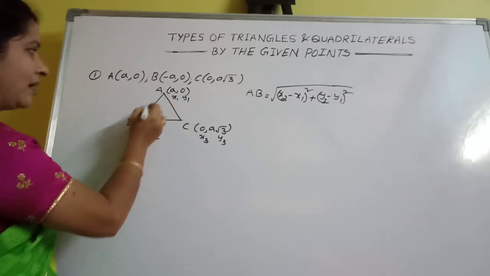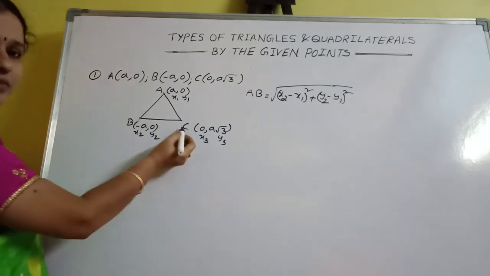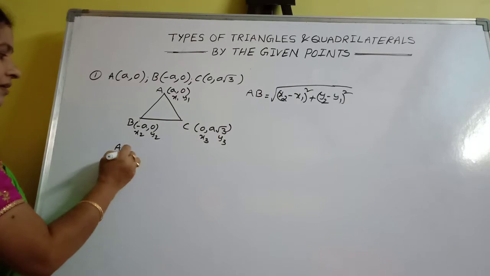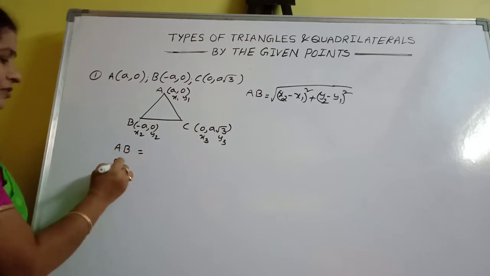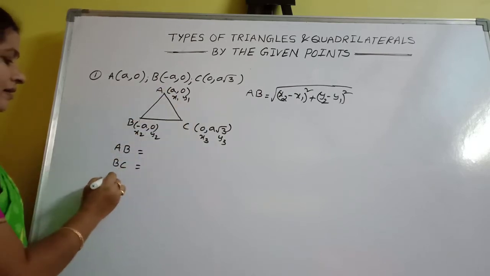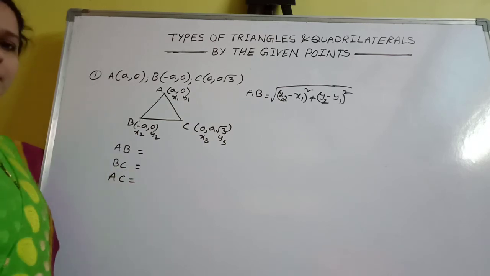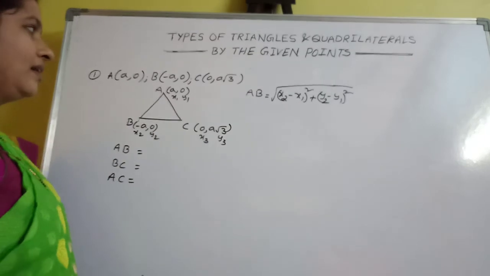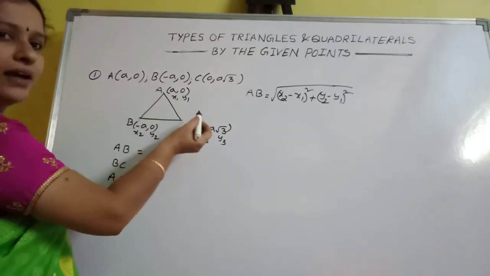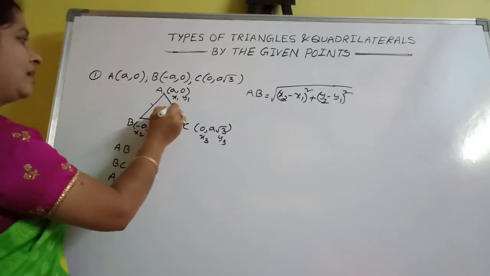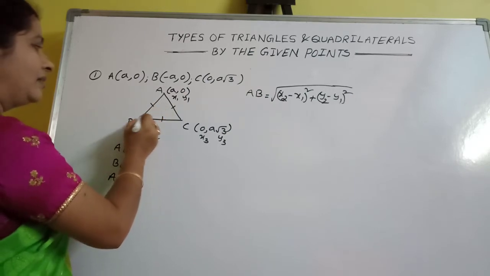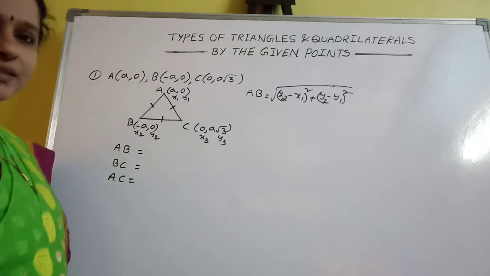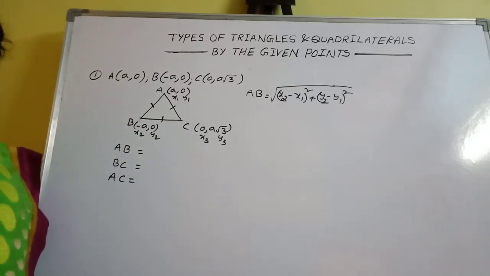So for finding the lengths of the line segments, first you have to find the AB value, next the BC value, and the AC value. Do you know about the equilateral triangle? What are the properties of an equilateral triangle? In an equilateral triangle, all the 3 sides are equal. According to sides, how many types of triangles are there? 3 types of triangles are there.